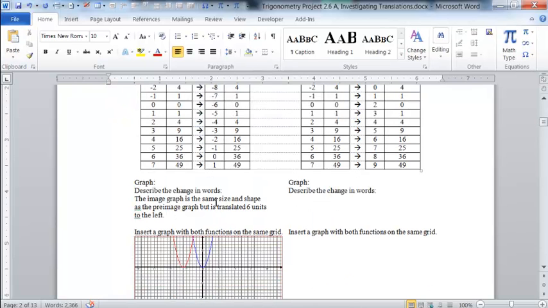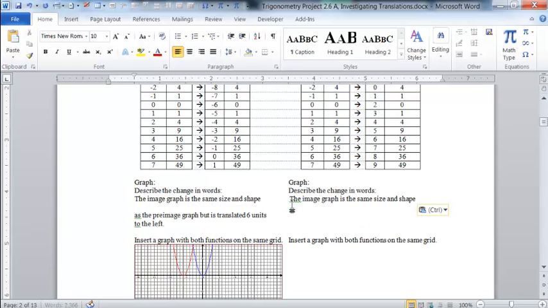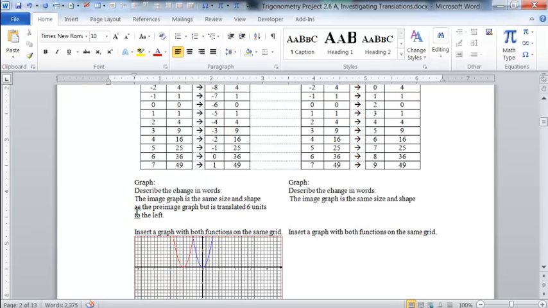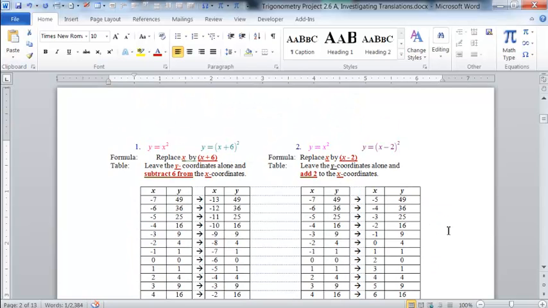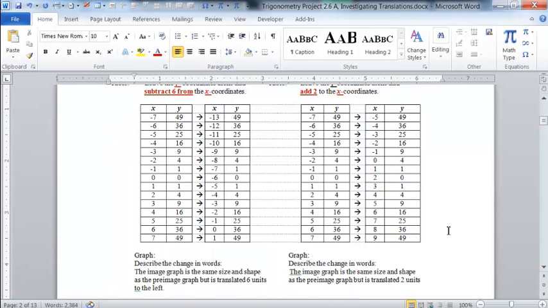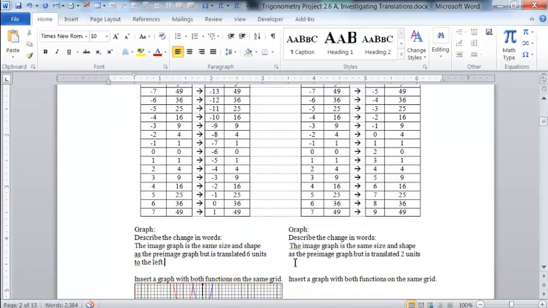Okay, so let's see. So once again, it's the same size and shape as the pre-image, but it is translated, shifted, scooted 2 units, and this time it is to the what? To the right.